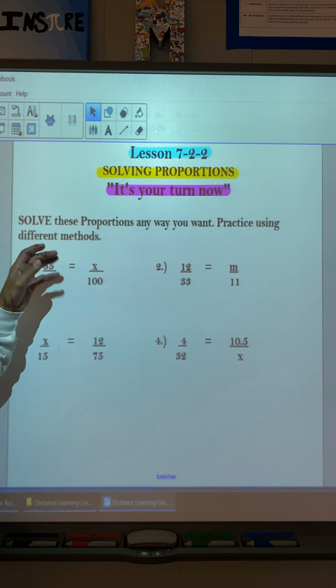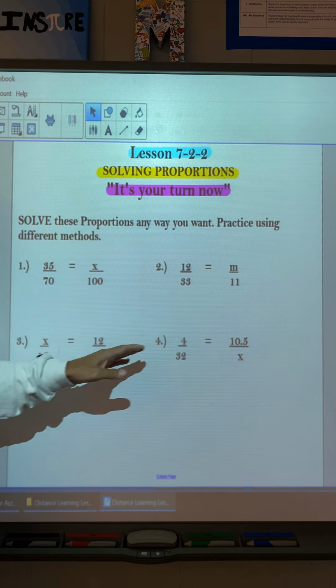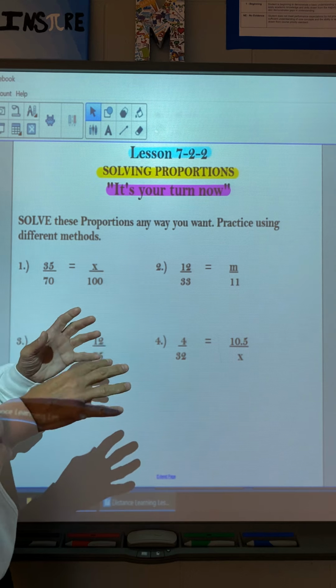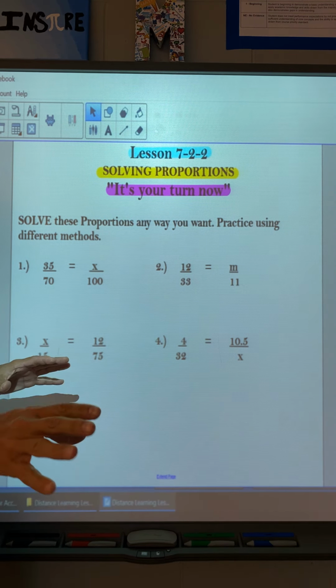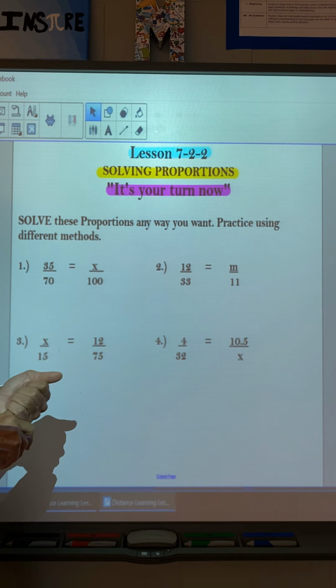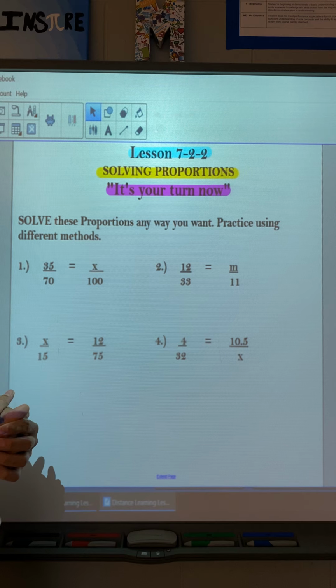Okay, so solve them whatever way you want, show your work. Find me x, m, x, and x. So at this point, you can pause the video and get it all done, and then come on back and I'll have that for you. Remember, I'm gonna have stuff for you the following week. Please do the formative after you've watched the video. So go ahead, go do the work.